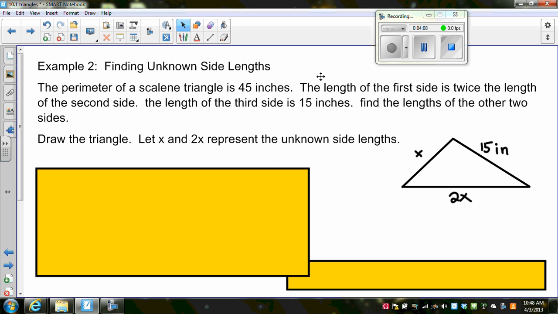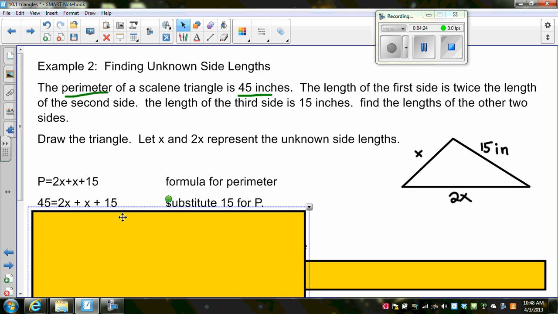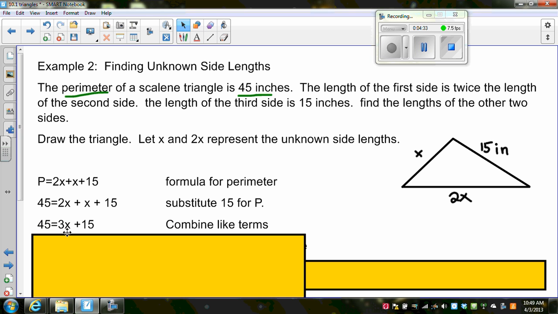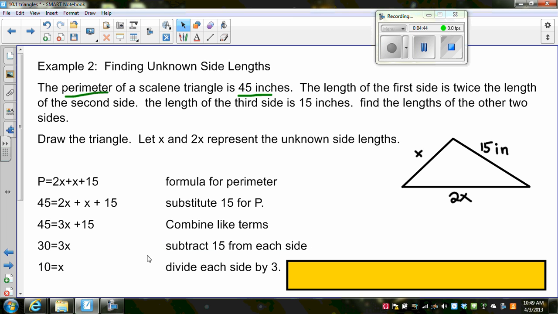In order to do this, since I already know the perimeter, they gave me the perimeter. So the perimeter is equal to x plus 15 plus 2x, or any order. So 2x plus x plus 15, we can substitute 45 for that perimeter. Then we want to combine the like terms, because right now we have more terms than we need. So 45 equals 3x plus 15. If we subtract the 15 from both sides, we're left with 30 equals 3x. And the last step is to divide both sides by 3, leaving us with x equals 10.